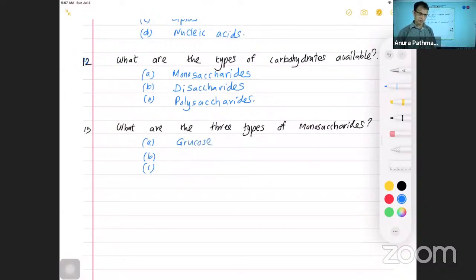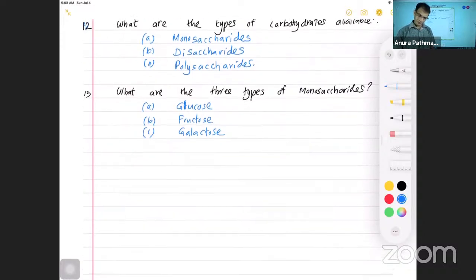Boys first. Fructose. Glucose, fructose, and galactose. Galactose. I wrote glucose, kind of new thing. Glucose, fructose, and galactose.